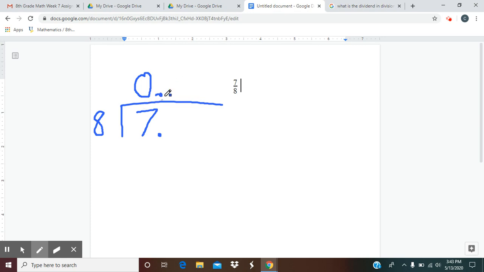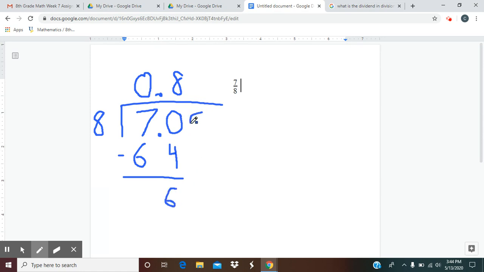So now I'm going to add a 0 and then ask myself, how many times does 8 go into 70? If I'm thinking through my multiplication facts, 8 times 8 is equal to 64. If I go one higher than that, it'd be 72, and that's too high. So 8 times 8 is the number I'm going to use, and 8 times 8 is equal to 64. I'll subtract and get a remainder. My remainder here is 6.